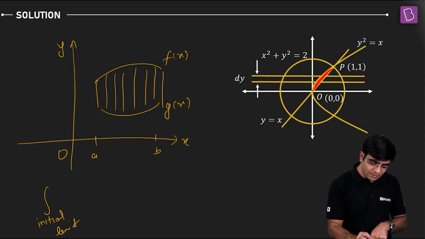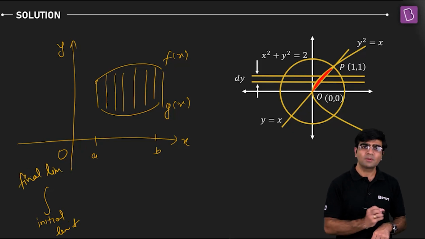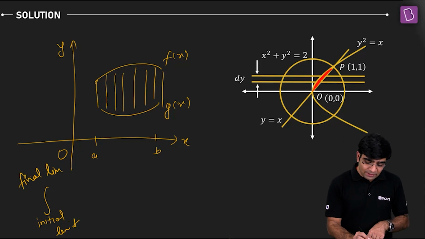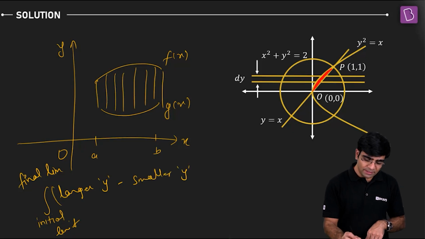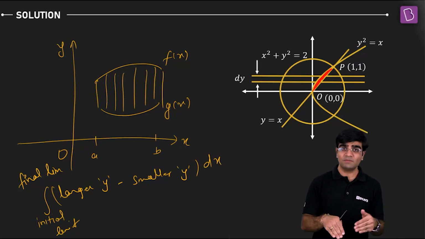right? Okay, and then we have a final limit. So we do have a final limit. Let me quickly write that, final limit, right? Okay, and then we have larger y minus smaller y into dx, as we are doing it with respect to the x-axis.